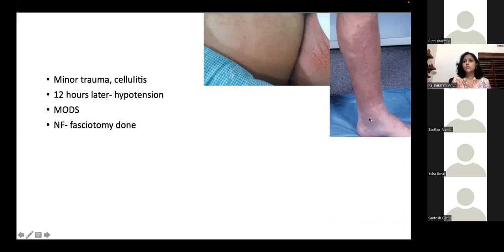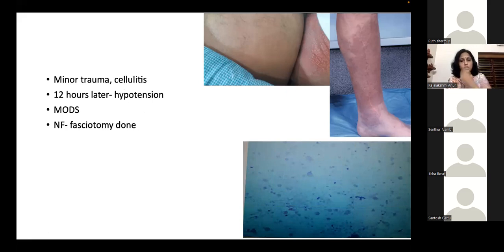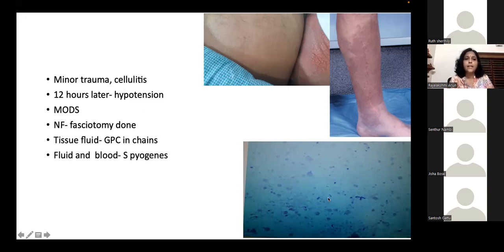This is another case who presents with post-venectomy cellulitis in the leg. So this patient, the first case who presents with minor trauma and cellulitis, 1 hour later, there is hypotension, multi-organ dysfunction, and underwent fasciotomy for necrotizing fasciitis. And the gram stain of the tissue fluid is shown here. As you can see, it shows GPC in chains, and the fluid and blood grew group A strep pyogenes.